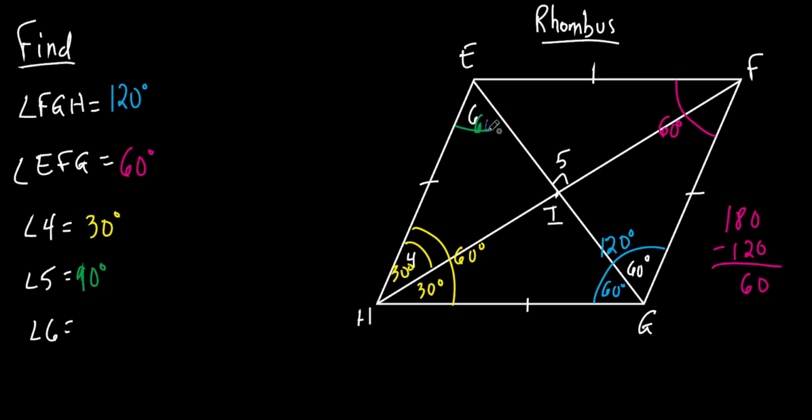So this is 60 degrees, and this is 60 degrees. So angle 6 is 60 degrees. You're good to go. All right, we got something to do.